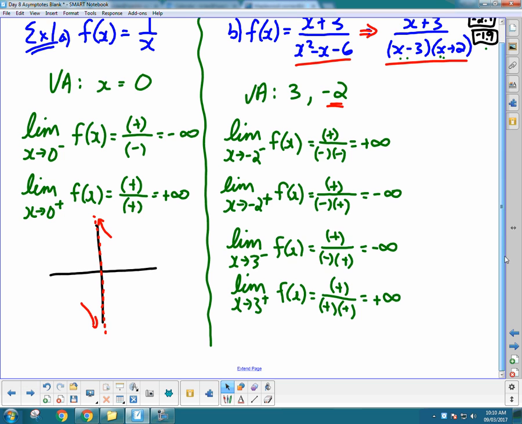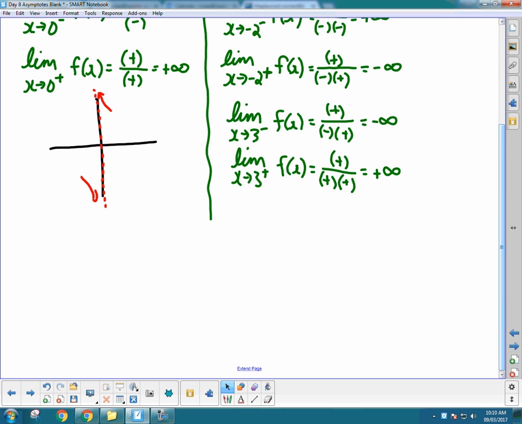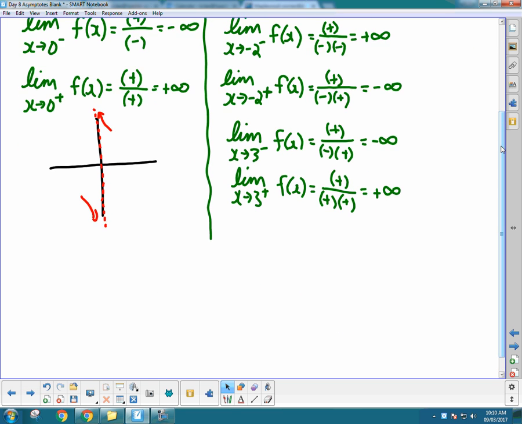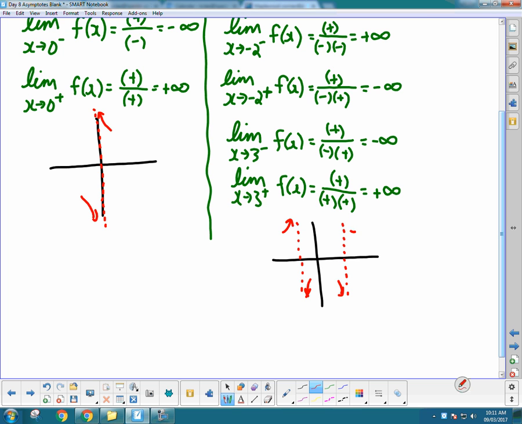And there I've investigated the behavior of all the asymptotes. If I were to graph this, it would look something like this. I would have a vertical asymptote at negative 2 and another one at 3. From the left, it goes up to positive infinity. From the right, it goes down. And when I look at 3, from the left, it goes down, and from the right, it goes up. And then I would go off and find all the other information. But for today, all we're going to do is investigate the asymptotes.